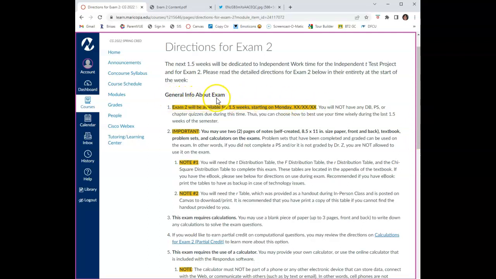First, I want to review general information about the exam. Exam 2 will be available for 1.5 weeks starting on Monday. In other words, Exam 2 will be open for 10 days. You will not have any Nearpod lessons, discussion boards, problem sets, or chapter quizzes due during this time. Therefore, you can choose how to best use your time wisely during the last 1.5 weeks of the semester. An important note: you will need the T distribution table, the F distribution table, the R distribution table, and the chi-square distribution tables to complete this exam.